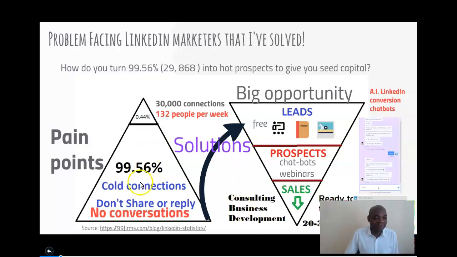If you look at this diagram, which I'm repeating, I have already explained this. Assuming you have 30,000 connections, which means only 132 people per week may be seeing your posting. So the majority of your connections are not seeing what you are posting. This is a big problem, and this is the pain point of many people using LinkedIn. They know that LinkedIn doesn't convert as such. They are there. So this can be a big opportunity. Not can be, this is a big opportunity.